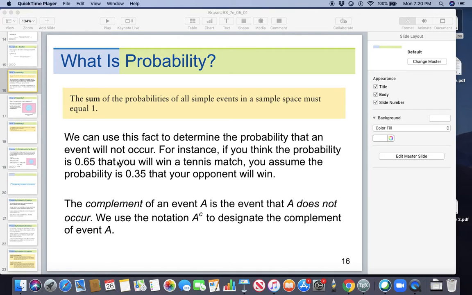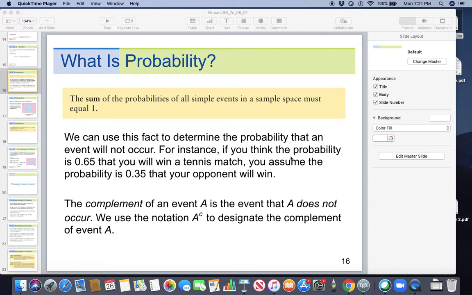Back. So we were discussing probability. One thing to note is that the sum of the probabilities of all simple events in a sample space must equal 1. Okay, this is an important notion. The sum of all the probabilities of all the simple events must equal 1. We can use this fact to determine the probability that an event will not occur.